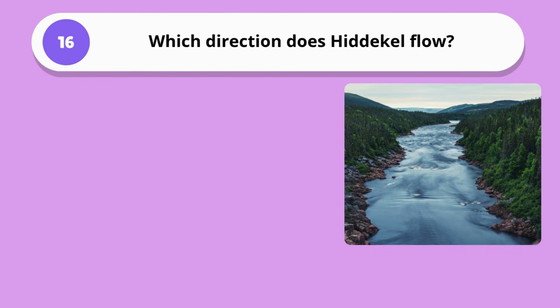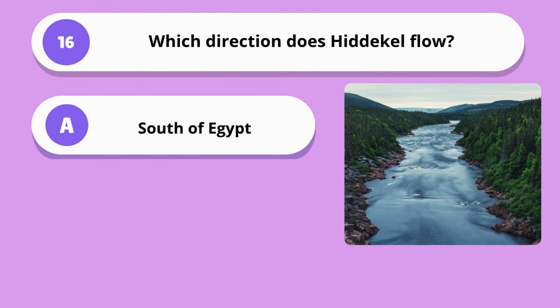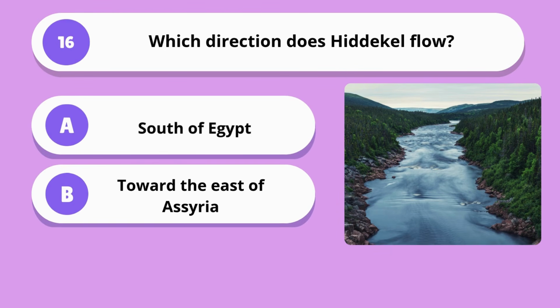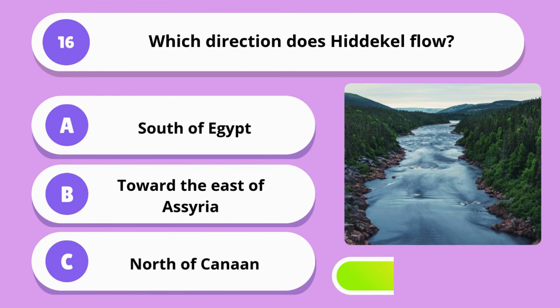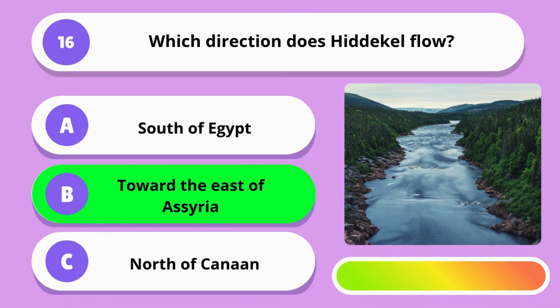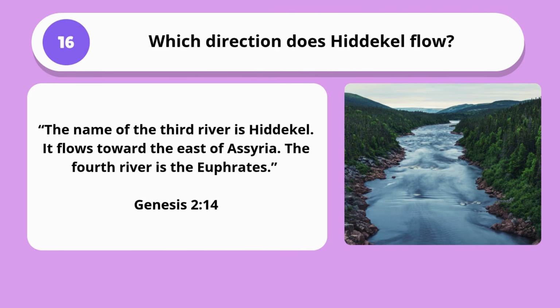Question 16. Which direction does Hiddekel flow? A. South of Egypt, B. Toward the east of Assyria, C. North of Canaan. The correct answer is toward the east of Assyria. The name of the third river is Hiddekel. It flows toward the east of Assyria. The fourth river is the Euphrates, Genesis 2:14. Let's keep going.